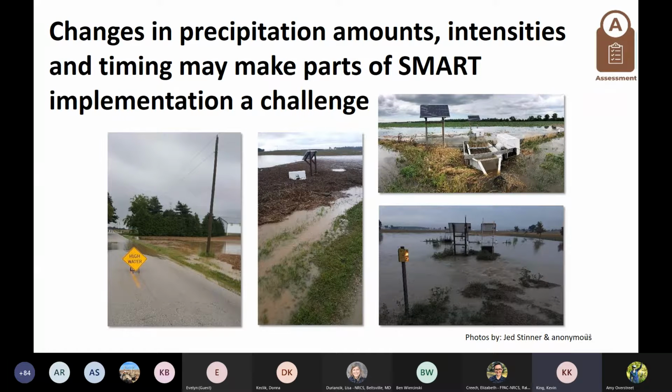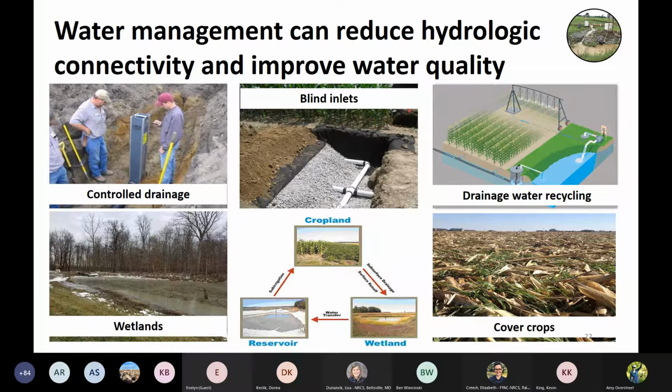Thus, we need to also consider how water management can be used to disrupt hydrologic pathways and reduce nutrient loss. Water management can reduce hydrologic connectivity and improve water quality. Water management practices include, but are not limited to, drainage water management, also known as controlled drainage, retention-detention basins that can later provide irrigation water, blind inlets, wetlands, cover crops, and newer practices such as cascading waterways.